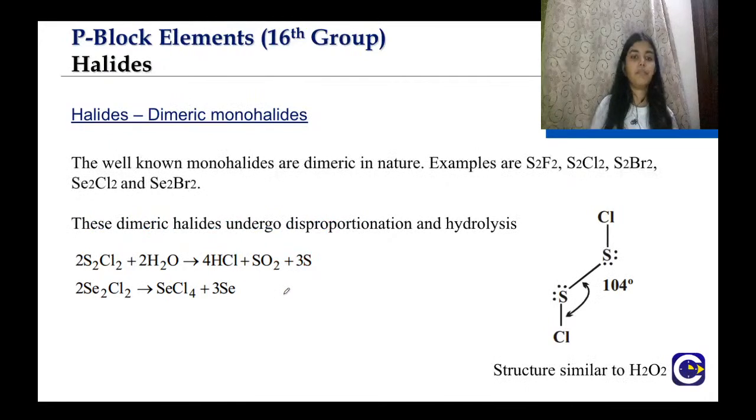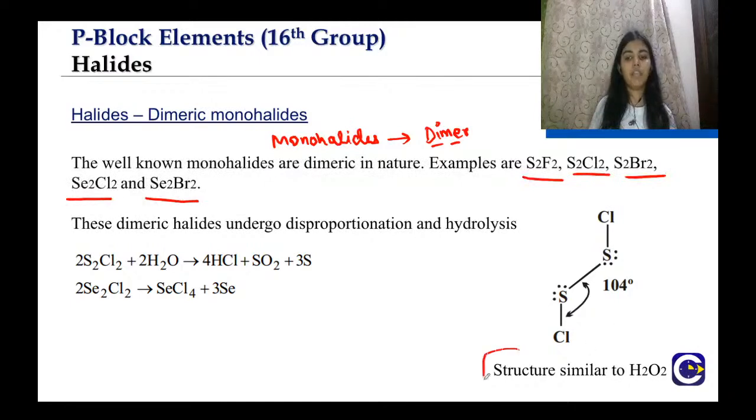Moving on to the next, dimeric monohalides. Monohalides occur as dimers, so it will be S2F2, S2Cl2, S2Br2, Se2Cl2 and Se2Br2. The structure of S2Cl2 is very important. It is an open book like structure, similar to that of peroxide that we have seen. Peroxide also has this open book structure. So S2Cl2 also has a similar structure.